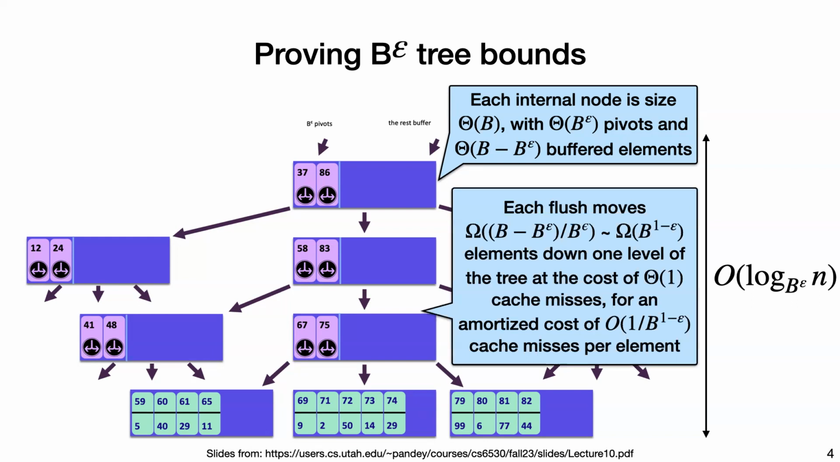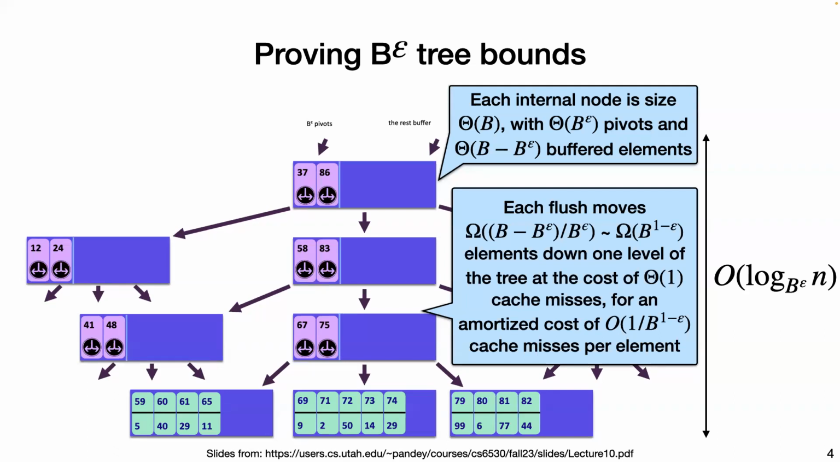And like I said, each time you flush things down, you pick the child that's going to get the most stuff going to it, and you flush stuff to it. So that is going to get at least the buffer space of B minus B epsilon, the whole thing divided by B epsilon, because you have B epsilon pivots. This is omega of B to the 1 minus epsilon. It's like, this is B to the 1, this is B to the epsilon, you divide, that's 1 minus epsilon. And so that's at least how many things are going to go down every level, every time you flush. So we did theta 1 cache misses, and we're going to move this amount of stuff down. So the amortized cost per element is 1 over B to the 1 minus epsilon.